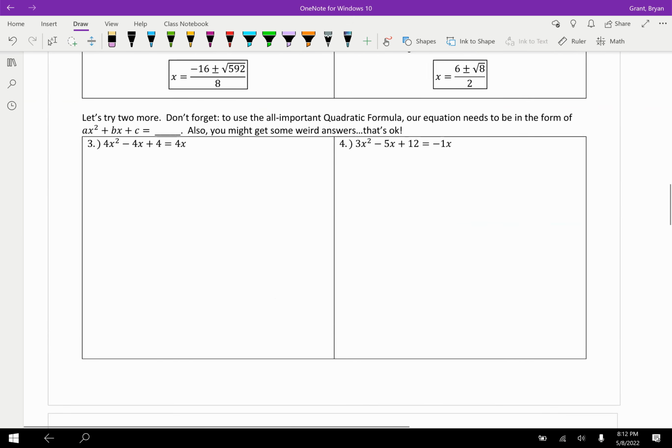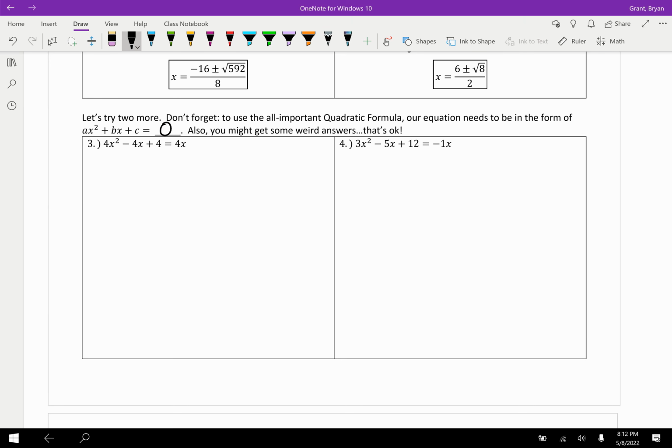Alrighty, we're going to try two more. Don't forget, though, to use that all-important quadratic formula, our equation does need to be in the form of ax squared plus bx plus c equals 0. You might get some weird answers on this problem, but that's okay. Give it a shot anyways. Okay, ready, set, go.